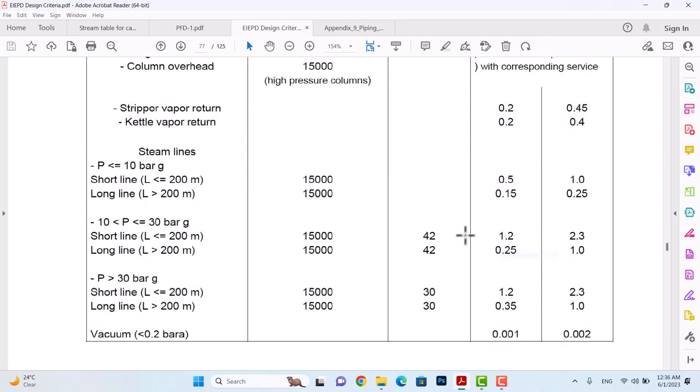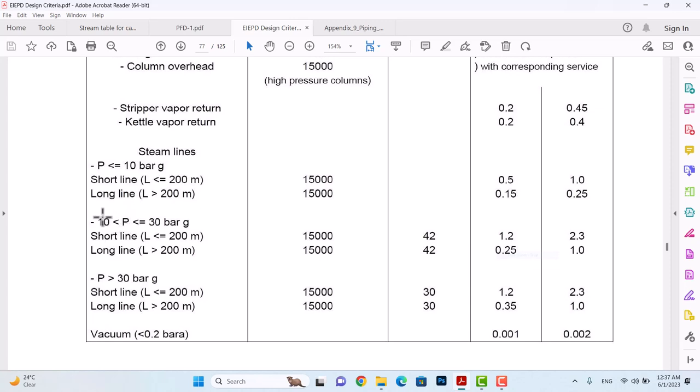And if you are dealing with line sizing for steam lines, it has also its own story. If the pressure is lower than 10 bar gauge, and this application is going to be a short line. When we say short line, it means that the length of that pipe is lower than 200 meters. Then the maximum velocity head is 15,000. And the normal pressure drop for a short line should be 0.5 bar per kilometer, and the maximum 1 bar per kilometer. For a long line, the maximum velocity head is this value, but with different pressure drops, as you see here.